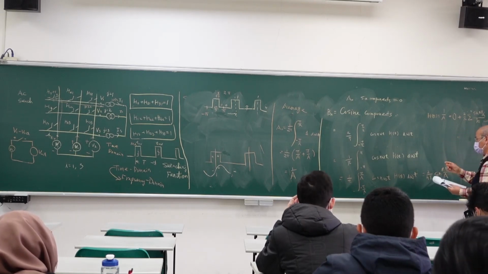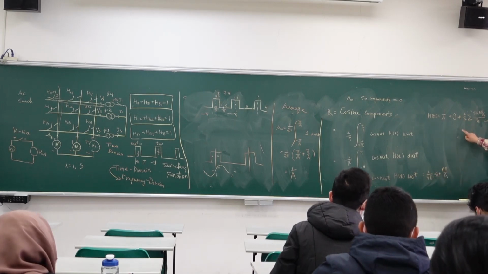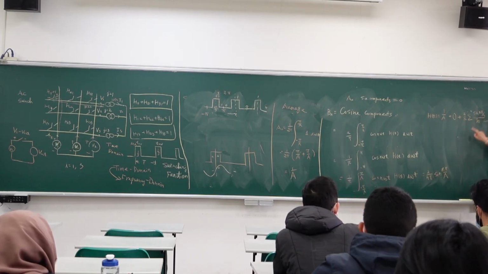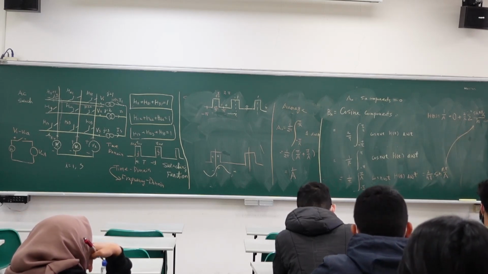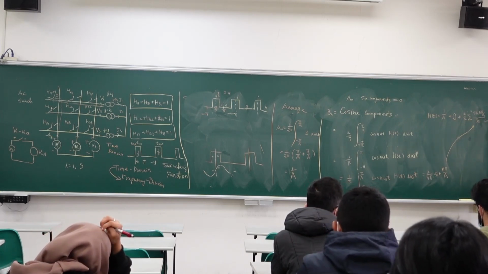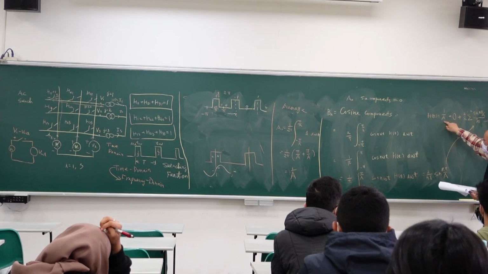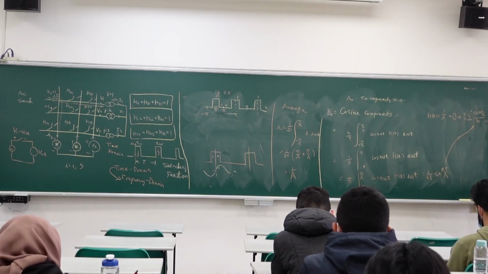Here, this is bn. So bn is 2 pi, and this is sine n pi a divided by n. You copy this one to here. So this is bn cosine n omega t. An is 0. This is DC value. This is DC value. So we have 3 items.